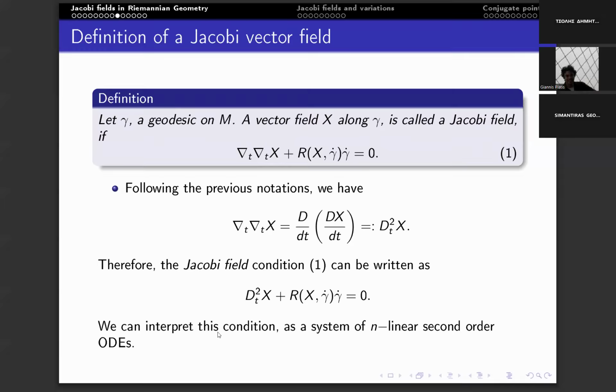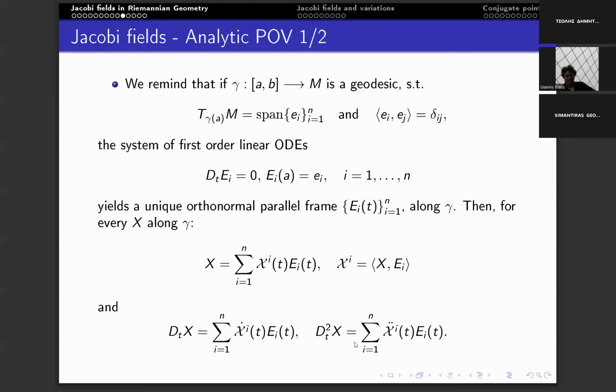And what is this equation? From an analytic point of view, we can interpret this condition, the Jacobi condition, the Jacobi equation of a Jacobi field, as a system of n linear second-order ODEs. We can see the construction and the depiction of this.